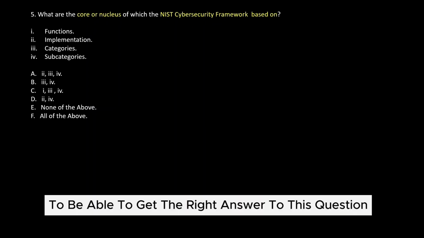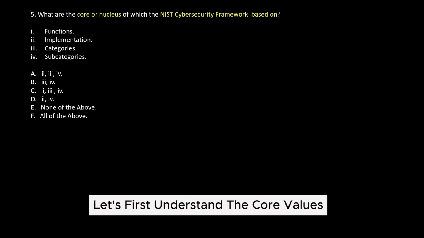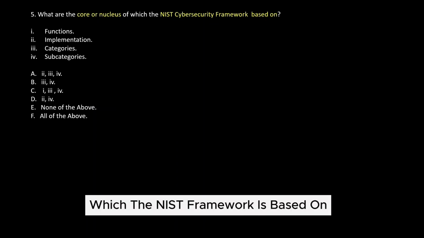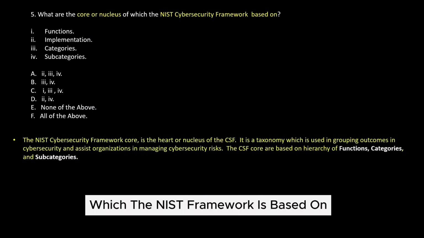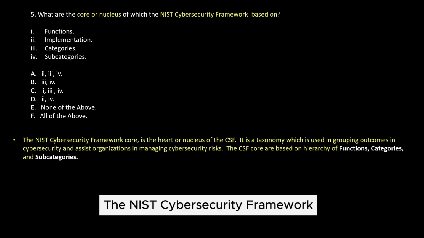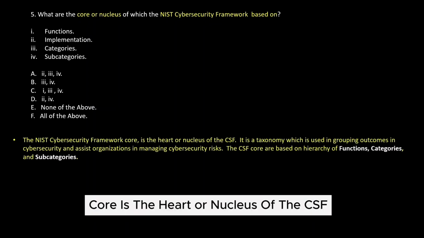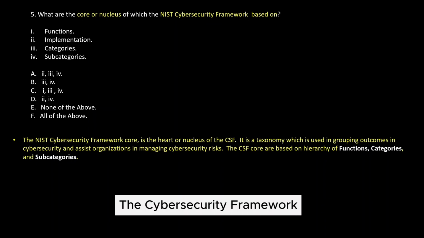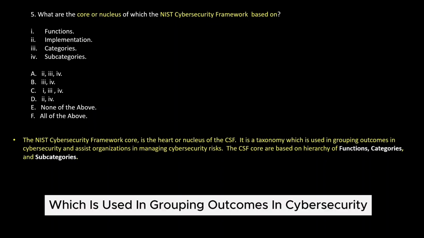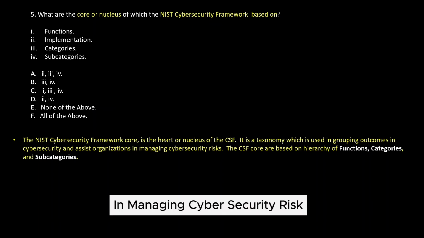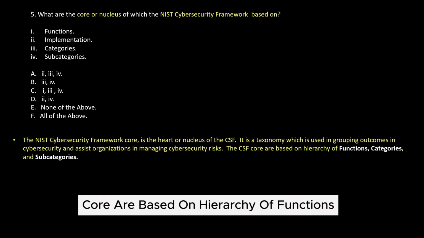To be able to get the right answer to this question, let's first understand the core values which the NIST framework is based on. The NIST Cybersecurity Framework core is the heart or nucleus of the CSF, the Cybersecurity Framework. It is a taxonomy which is used in grouping outcomes in cybersecurity and assists organizations in managing cybersecurity risk. This cybersecurity framework core is based on a hierarchy of functions, categories, and subcategories.